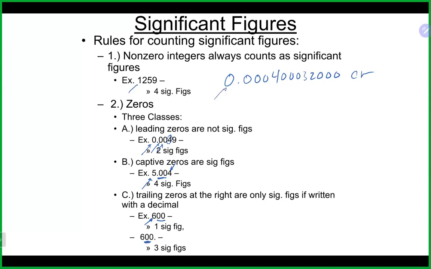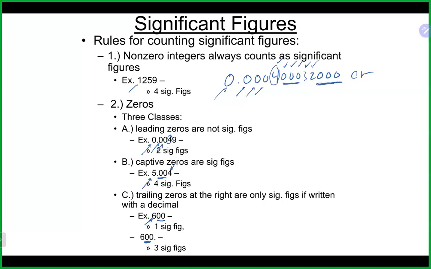This is not going to count. This is not going to count. This is not going to count. This is not going to count because those are all leading zeros. The reason they don't count is we have not hit our first non-zero. So we will start counting right there at the 4. We now come across some zeros that are trapped, so those are going to be significant. So significant, significant, significant, significant, non-zero, non-zero.